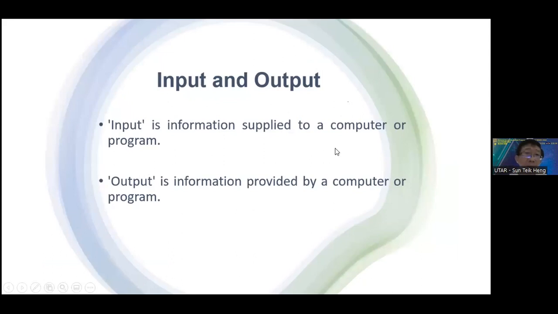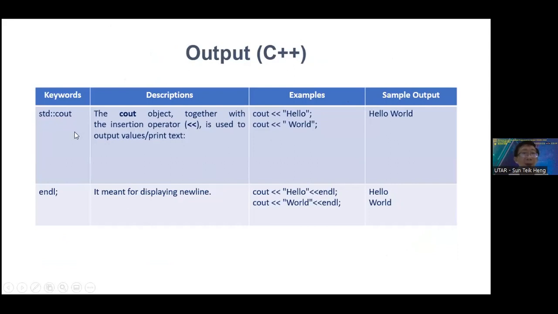Input output. So the input is the information that you supply to the computer or the program, and output is the information that is produced by your computer or your program. For example, to produce the output in C++, you make use of the cout keyword. So the command is cout. You have to start with std::cout.